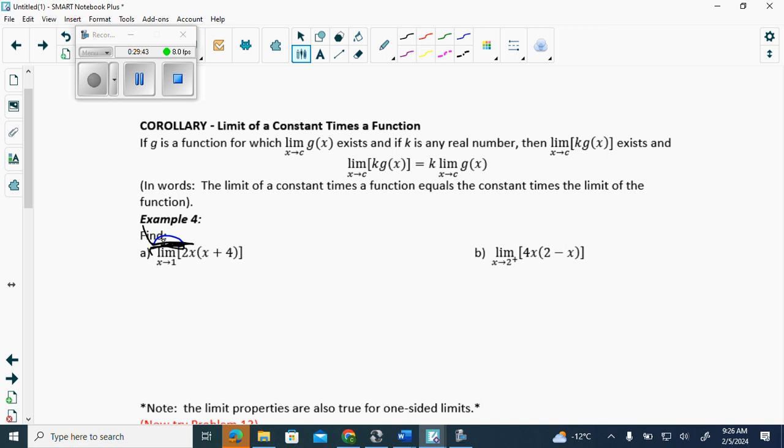It's supposed to be an eraser. Thanks for not working. All right.